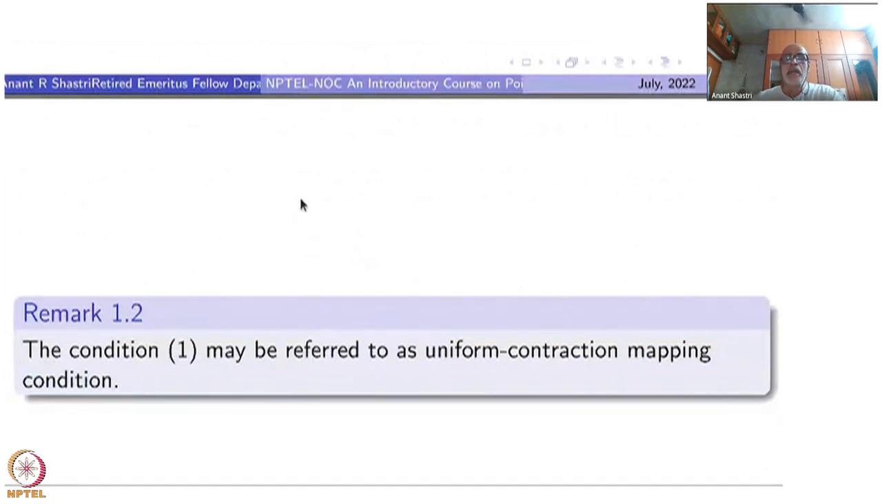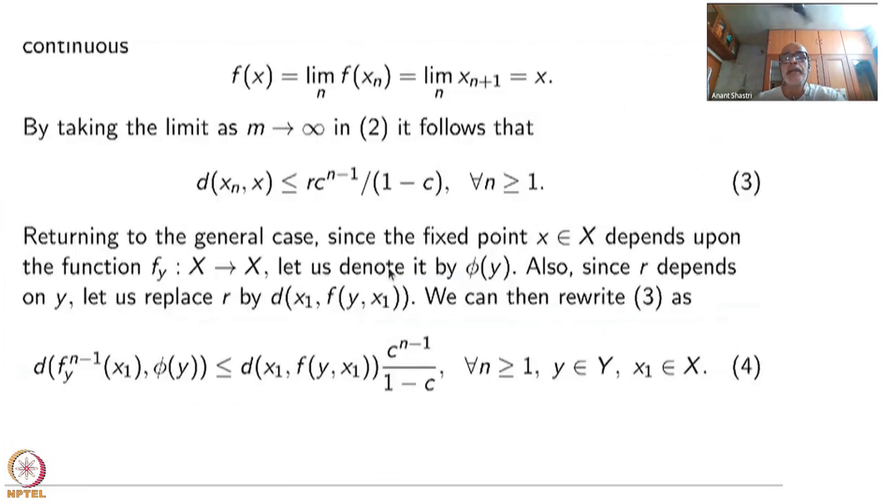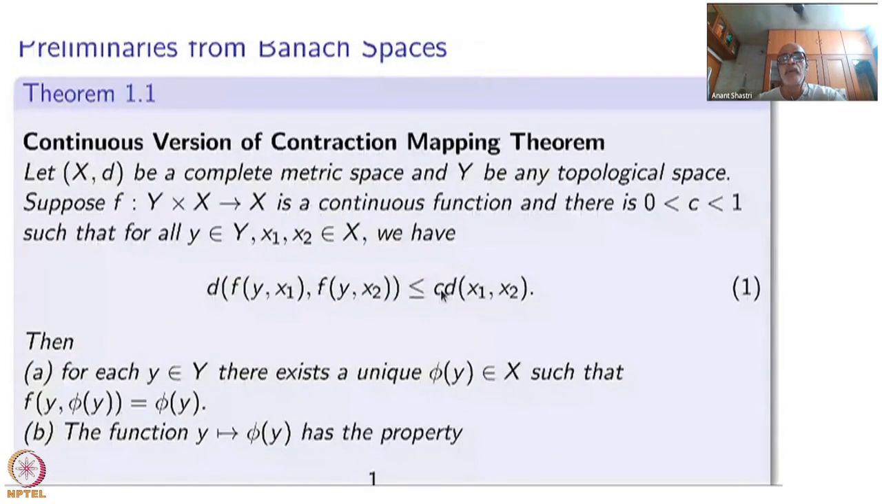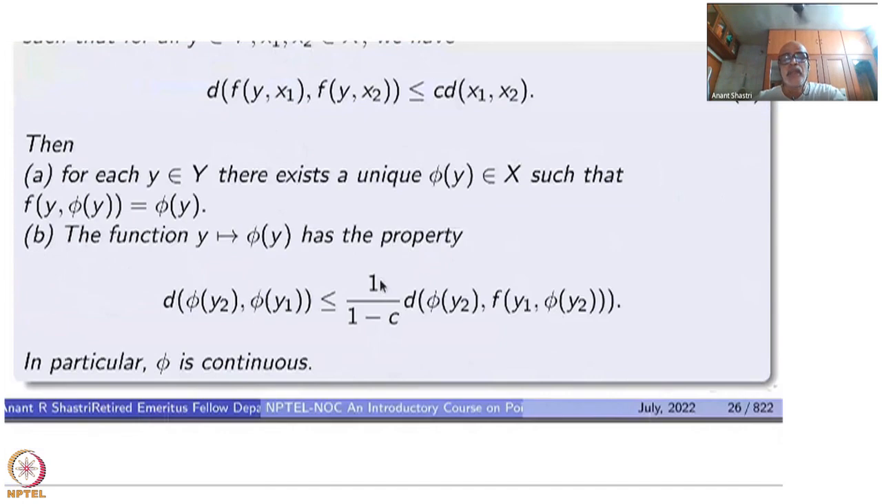So I am repeating, condition 1 may be referred to as the uniform contraction mapping condition. Why? Because the choice of c does not depend upon y at all. For all y, you have this one. That is why I told you that this is like uniform Lipschitz, right? So the theorem itself can be called uniform contraction mapping. Any questions?